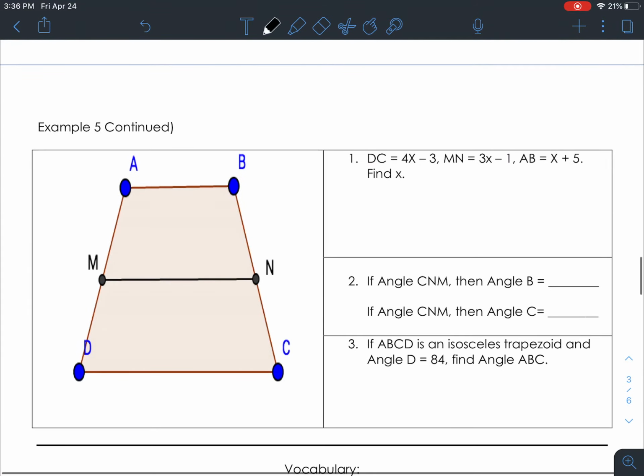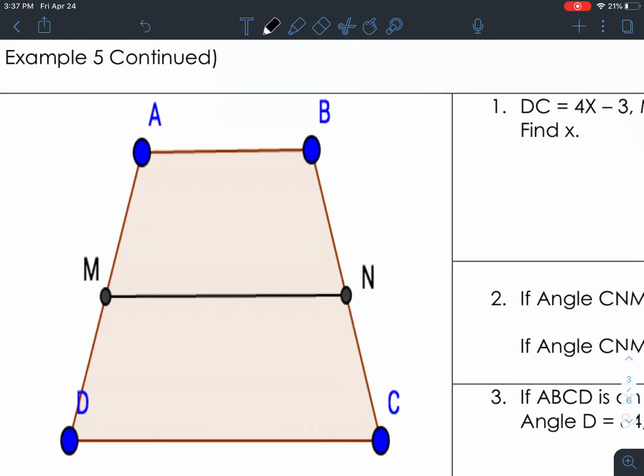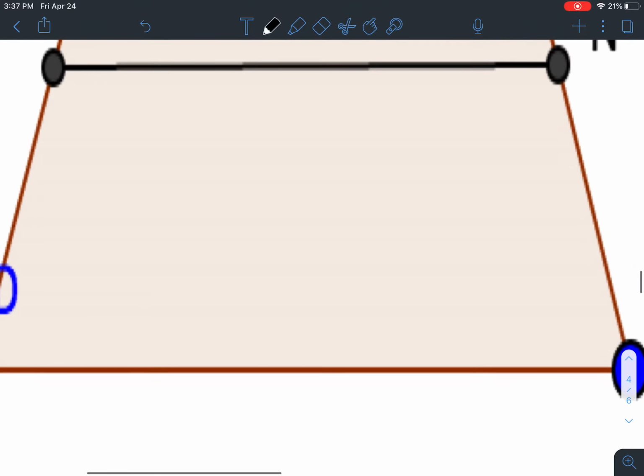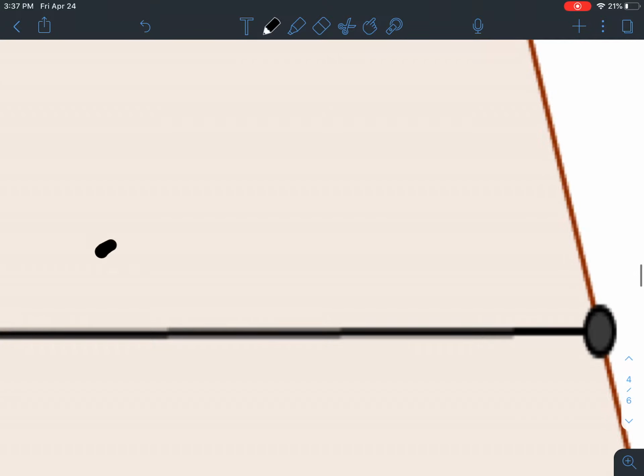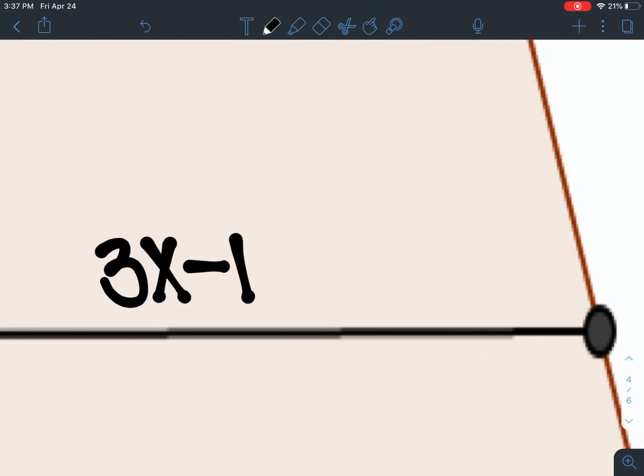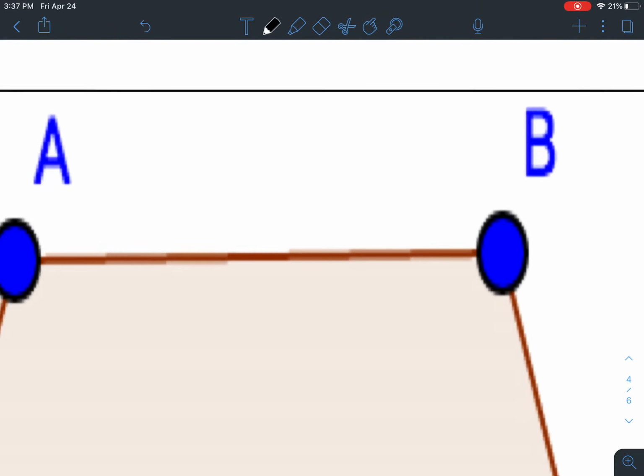All right, let's go ahead and we're going to do one more. Actually, we'll do one and two more. So on this one, I'm going to label, once again, MN is your midsegment. It says DC is 4x minus 3. MN is 3x minus 1. And then AB is x plus 5.